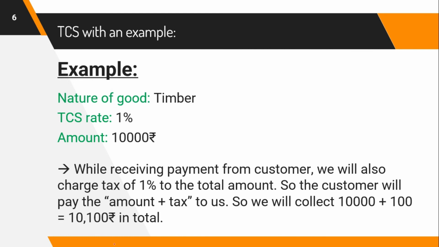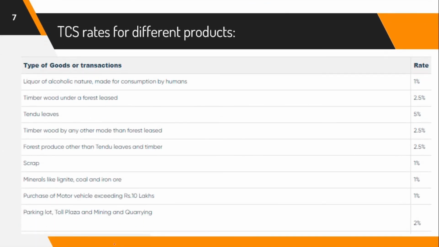So in total, you will receive 10,100 rupees from your customer, in which 10,000 rupees is the amount which you receive for selling your goods and 1% is the tax which you collected from your customer, and you have to deposit this 1% tax to the government as TCS. TCS is also applied on various products such as tendu leaves, scrap, forest products, etc. And if you want to know the TCS rates for different products, you can just visit the income tax website. You will get to know it.